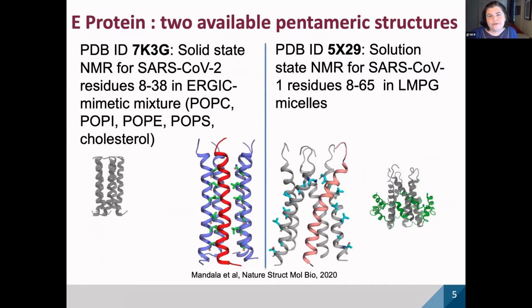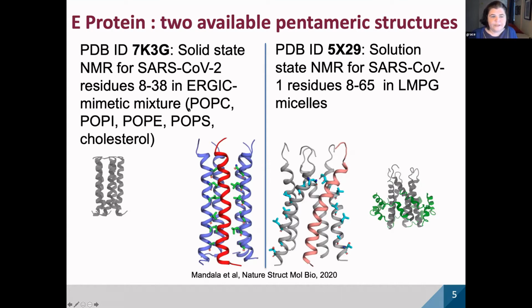So the 2 structures that we have. On the left is the shiny new structure that just came out from the Hong Lab, and it is a solid state NMR structure. It's for SARS-CoV-2. It's only residues 8 through 38. So I said that this was a 75 residue protein, and the older structure that we had has residues 8 through 65. This one is only residues 8 through 38, but it is in a more realistic membrane mixture.